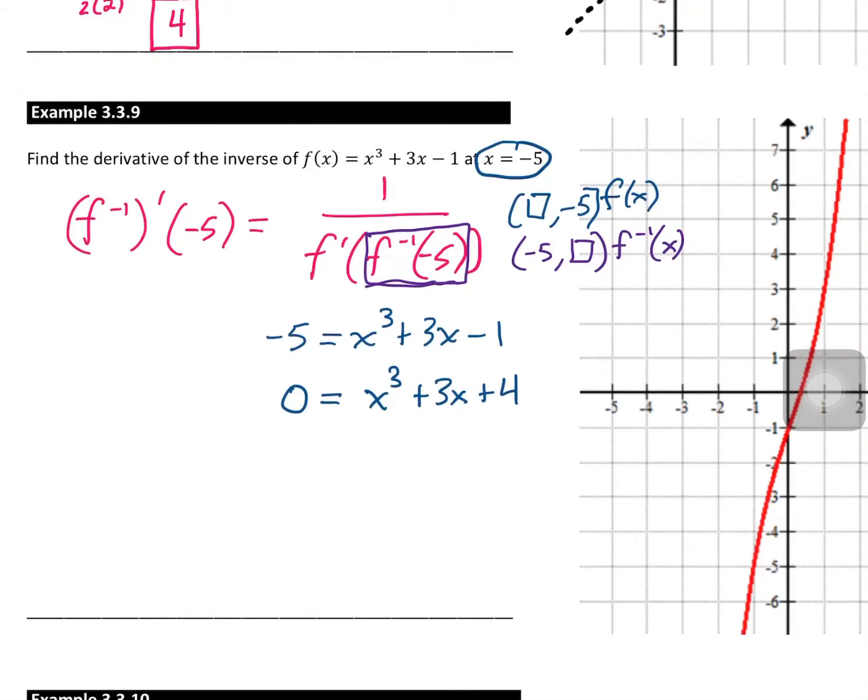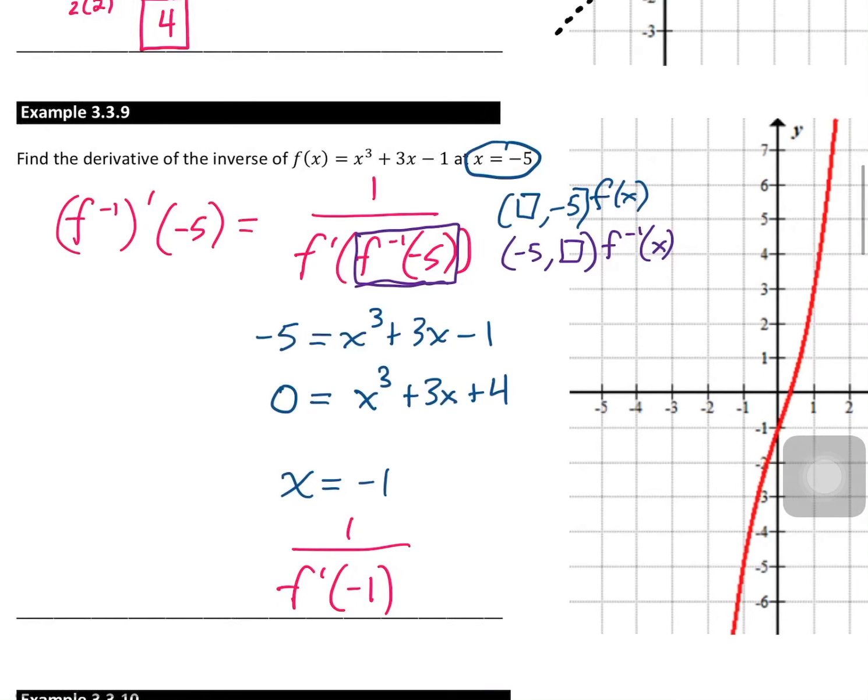And so in this case, I happen to know that the value would be x equals negative 1, because I'd get negative 1 minus 3 plus 4 would be 0. So the value for f inverse of negative 5 is negative 1. So I need to calculate 1 over f prime of negative 1.